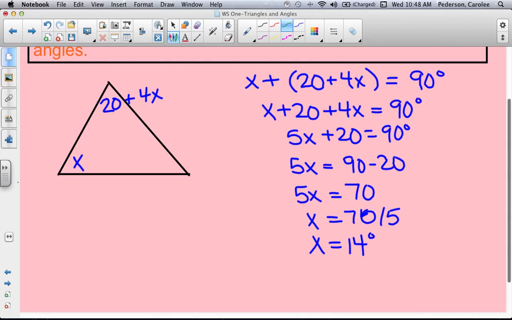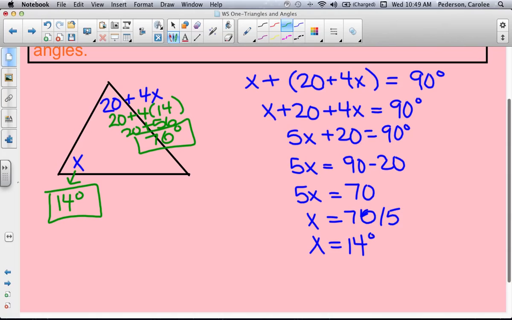So now if I come back over to my picture, this angle is 14 degrees. This angle is 20 plus 4 times 14. 4 times 14 is 56, or 20 plus 56, which is 76 degrees. If I add those two angles up, 14 degrees plus 76 degrees, we get 90 degrees.